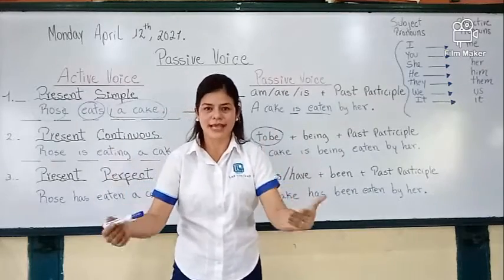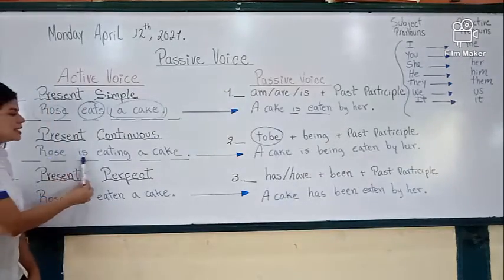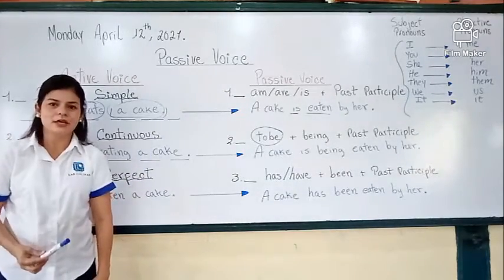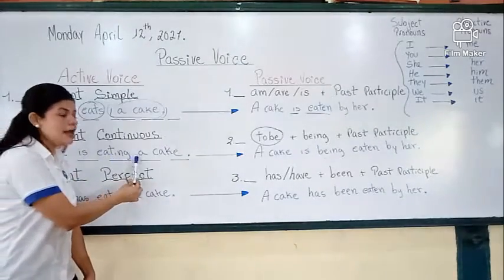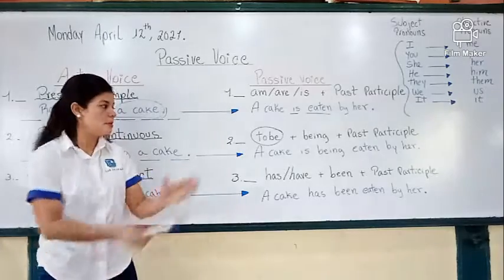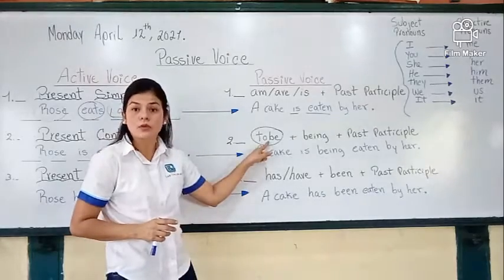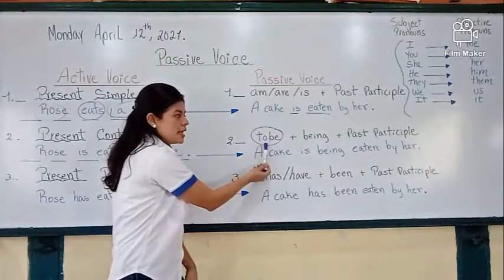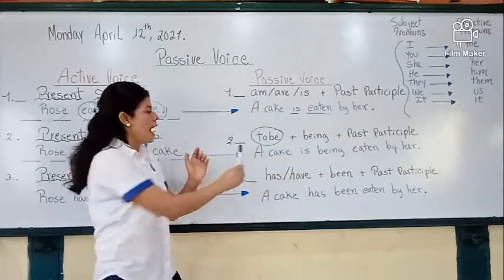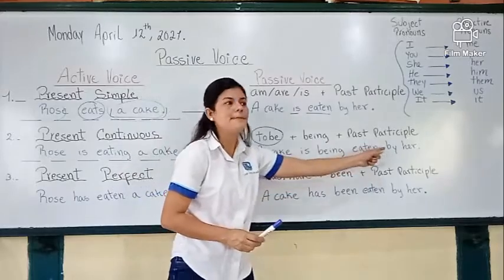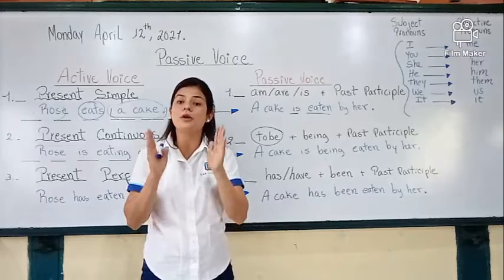Let's see another example. In this case, it's in present continuous. Rose is eating a cake. Right? We have subject, verb, verb with ing, and object. So remember, the most important part here is the object. A cake, and this is the grammar structure. To be plus been plus past participle. Now, a cake is being eaten by her. This is the best way to do it. Remember, we change the focus of the sentences.